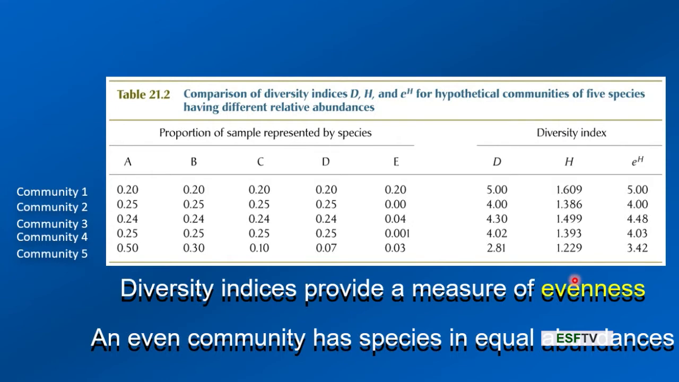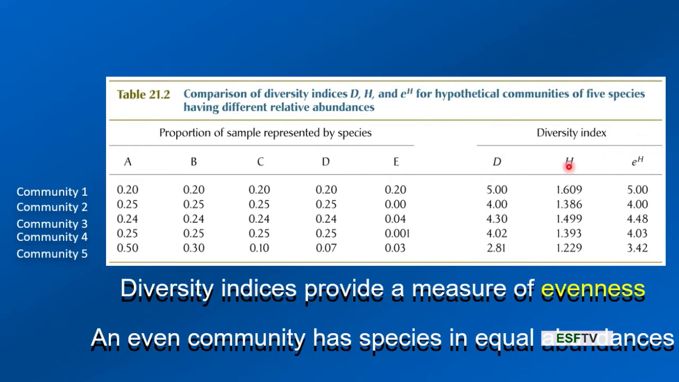So we have 5 different communities that we're comparing, Community 1 through 5 on the, what I would say, left-hand side. Then you have 5 different species, A, B, C, D, and E, and in each community, the species have a different proportional contribution to the total number of individuals in the community. All right, here's Simpson's D, and here's Shannon-Weiner.